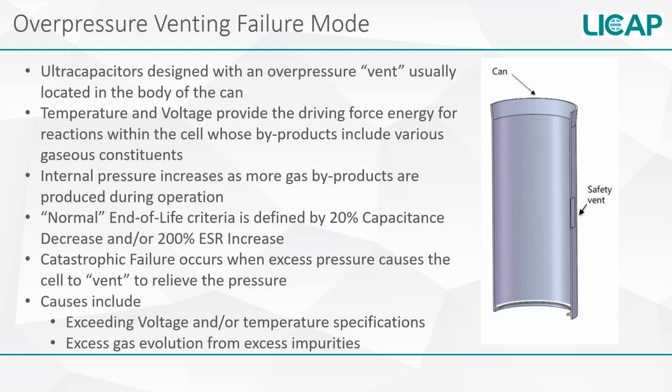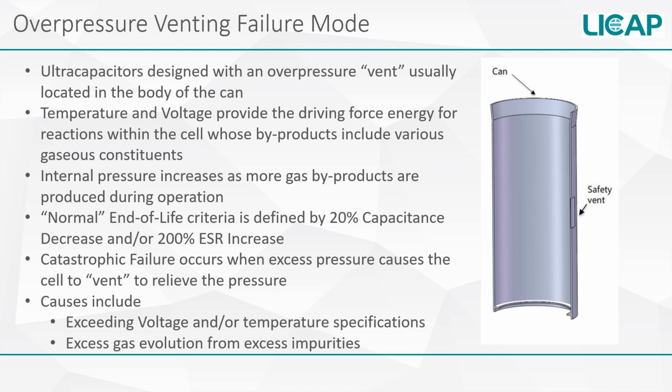While an ultracapacitor's useful life is defined as a specified amount of degradation of initial capacitance and ESR, there are instances when a cell could fail catastrophically. This results in a cell venting to relieve pressure built up within the cell. As you can see in the figure on the right, a safety vent is built into the can, which is designed to open when the internal pressure reaches a specified value.